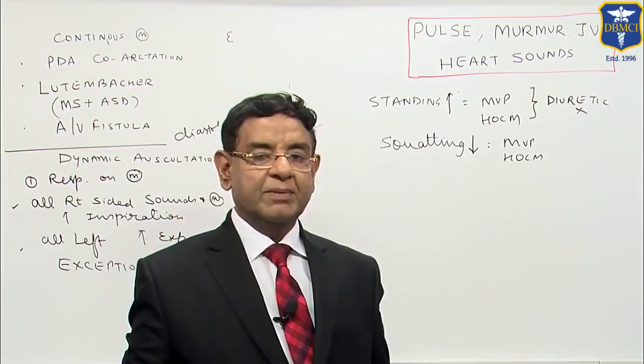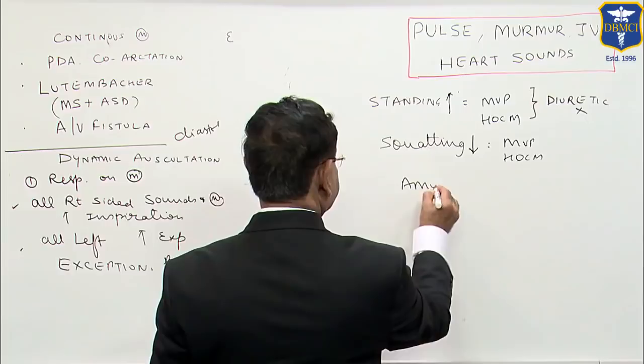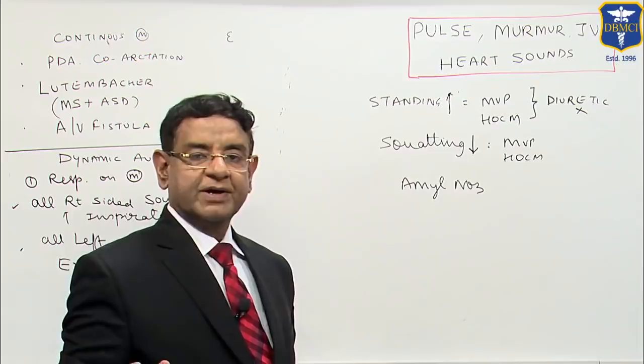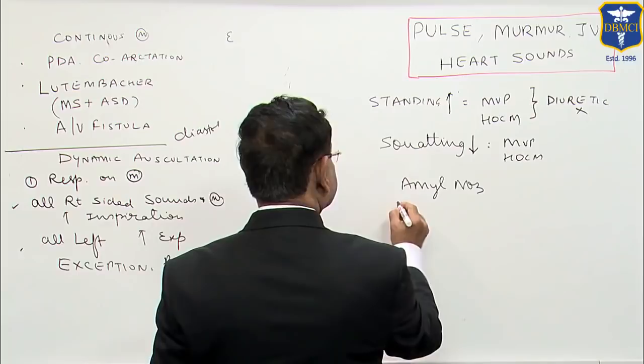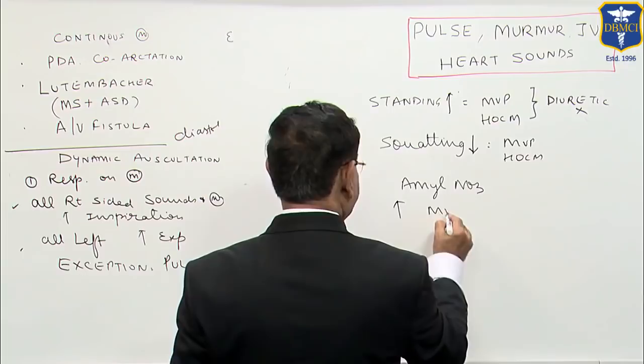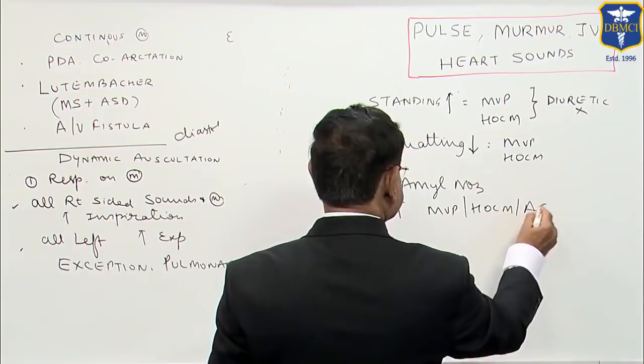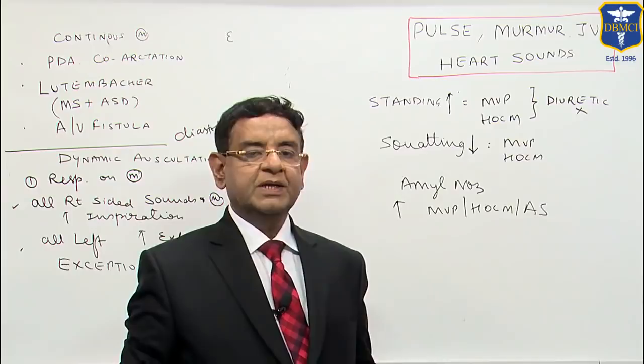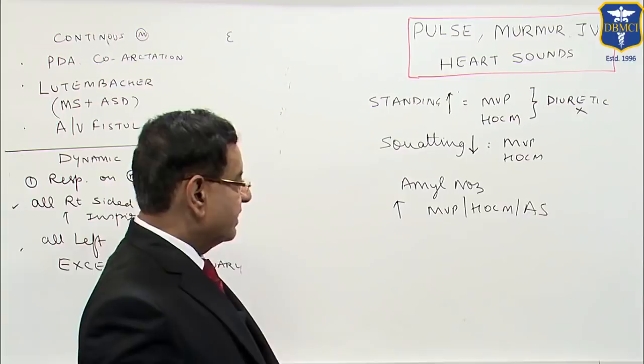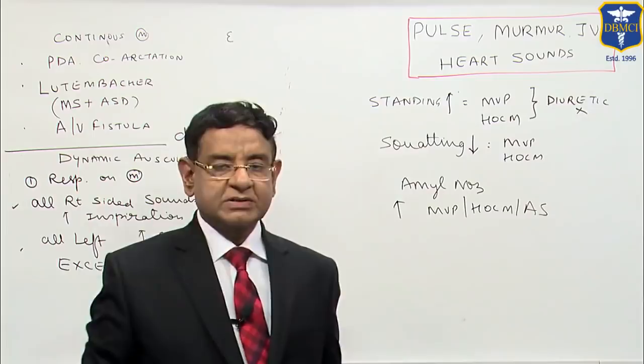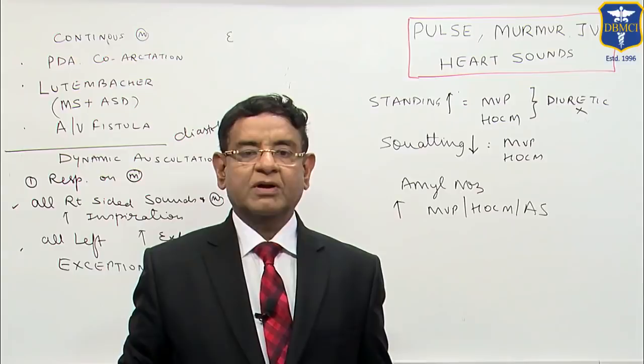Amyl nitrate. We give amyl nitrate. All the murmurs get reduced on amyl nitrate except MVP, HOCM and aortic stenosis. In these three conditions, the intensity of murmur increases on giving amyl nitrate. So what we learn in dynamic auscultation is that we do certain physiological and pharmacological maneuvers by which we can appreciate the change in intensity.